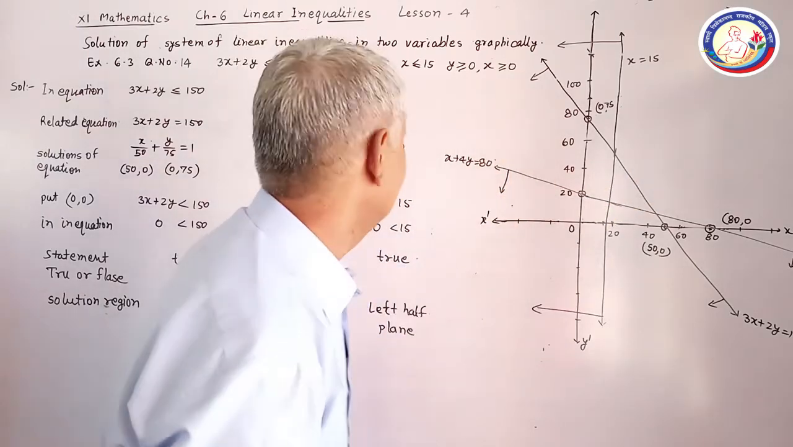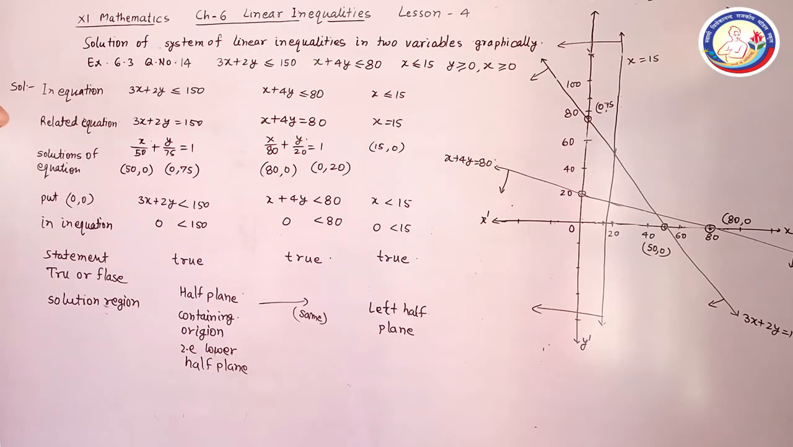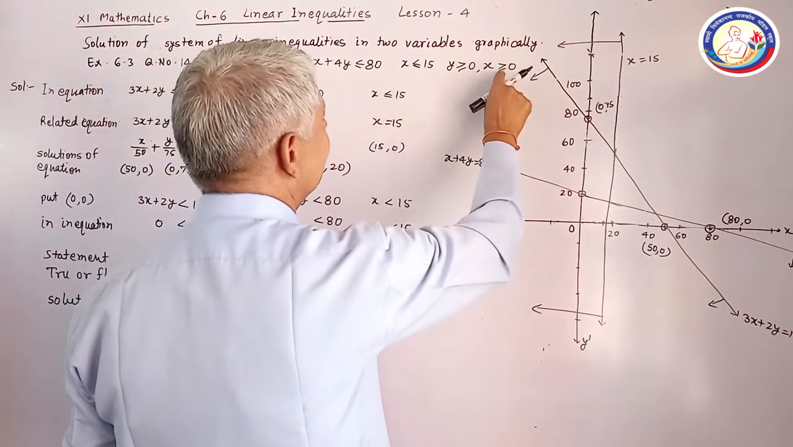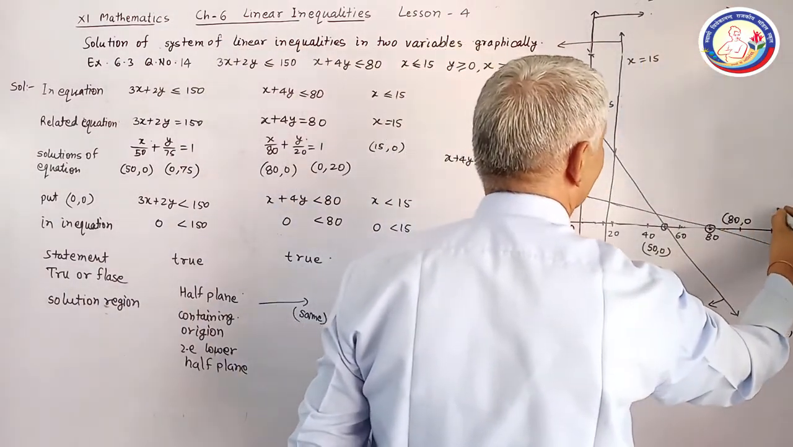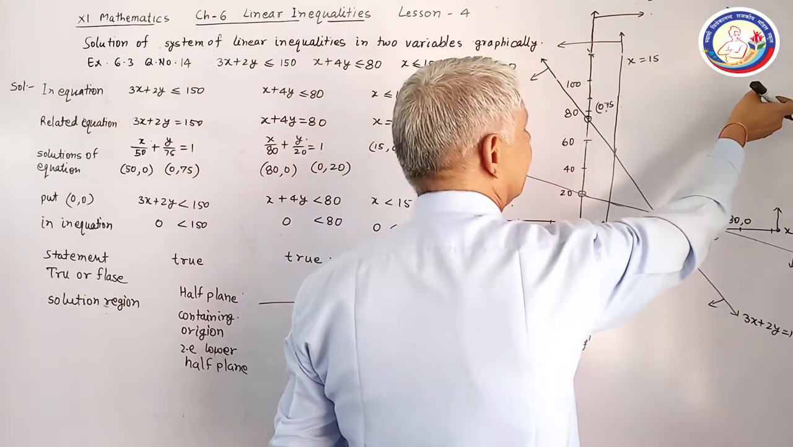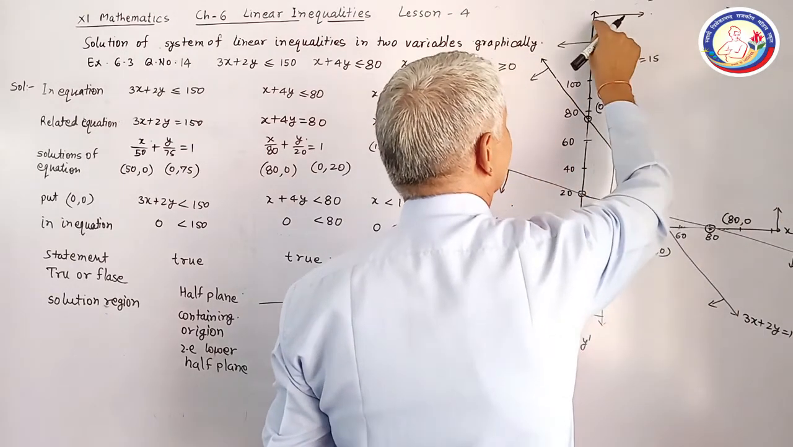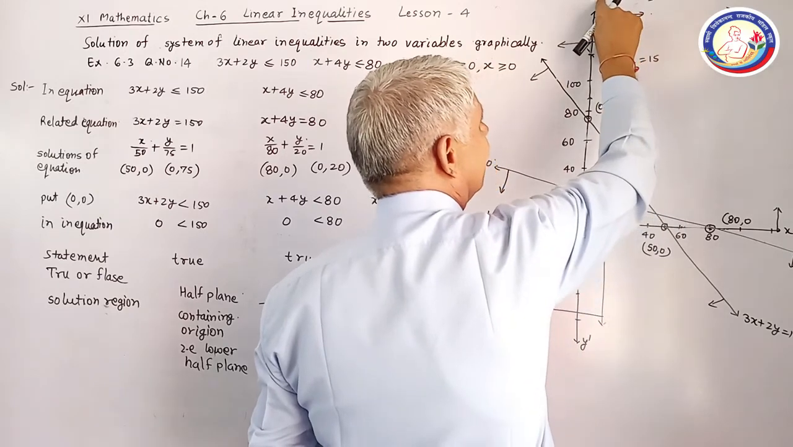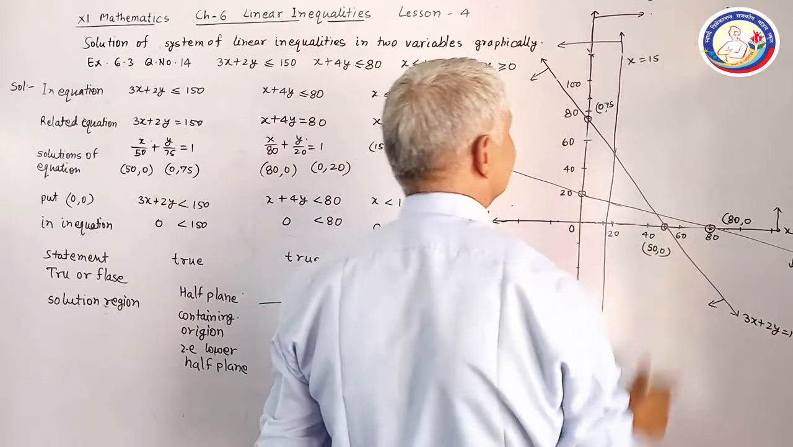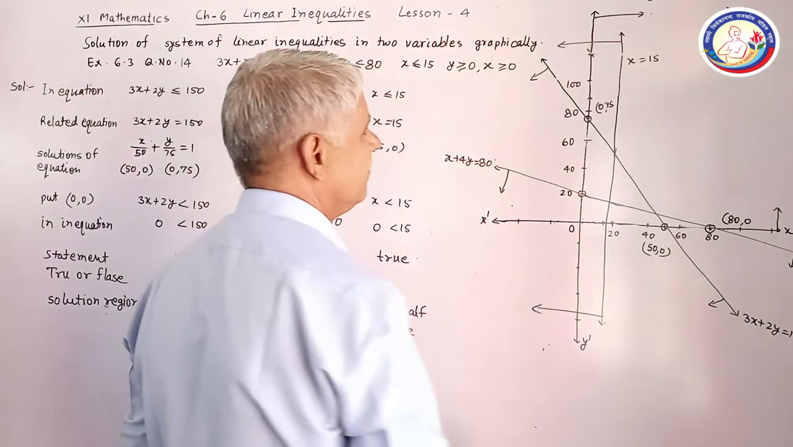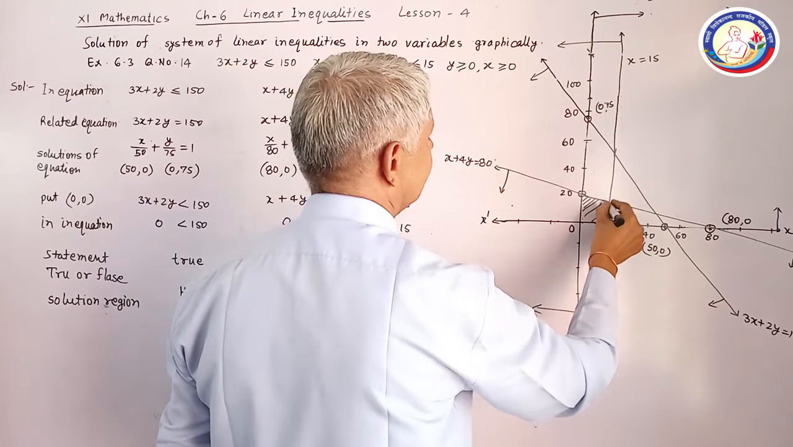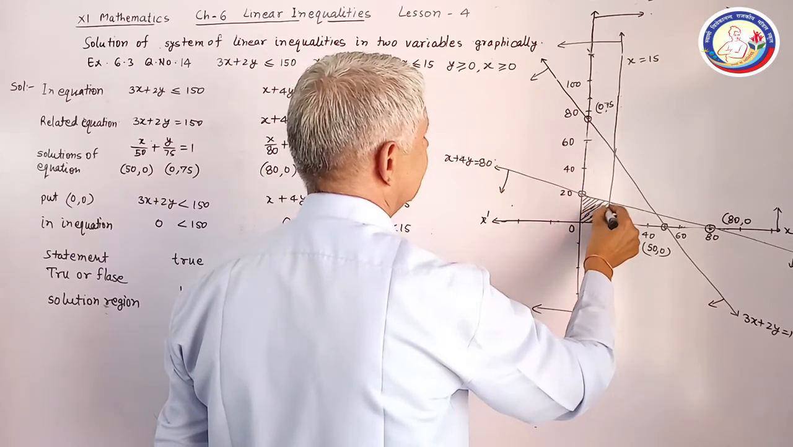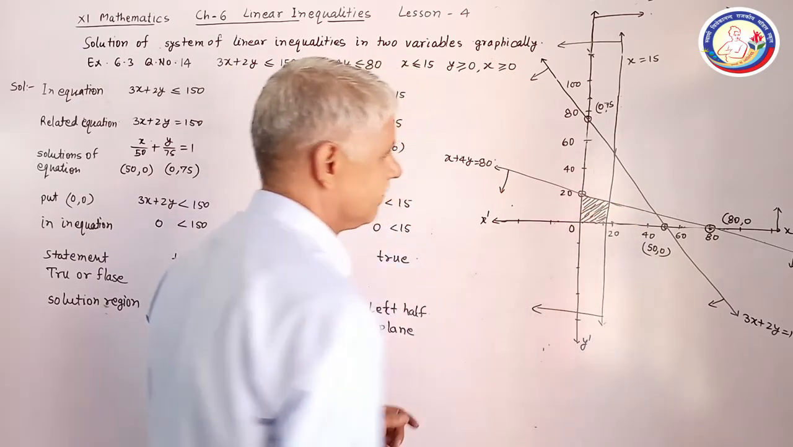And what about the non-negativity conditions? Y is greater than 0, X is greater than 0. Y is greater than 0: above this line, Y will be greater than 0, and to the right of the Y axis, X will be greater than 0. So the common area will be this much, only this area. This is the area of solution.